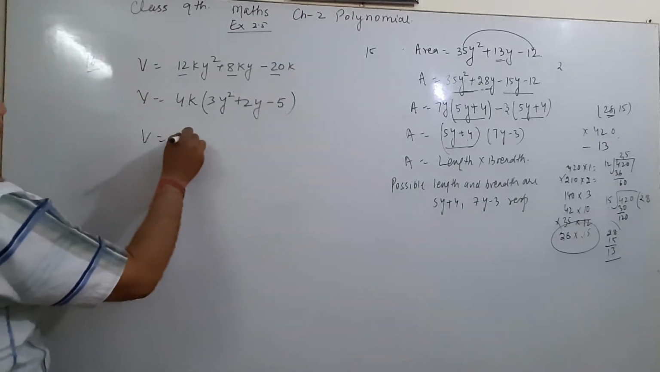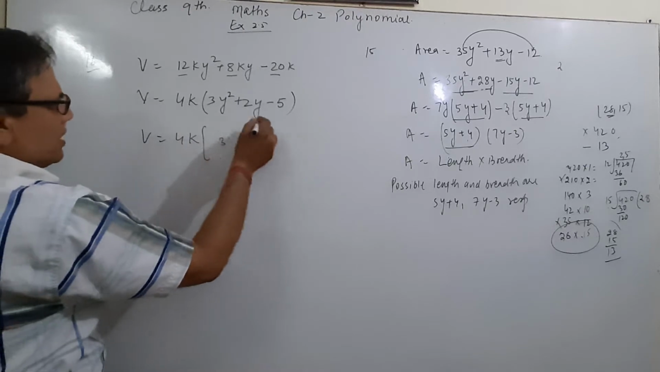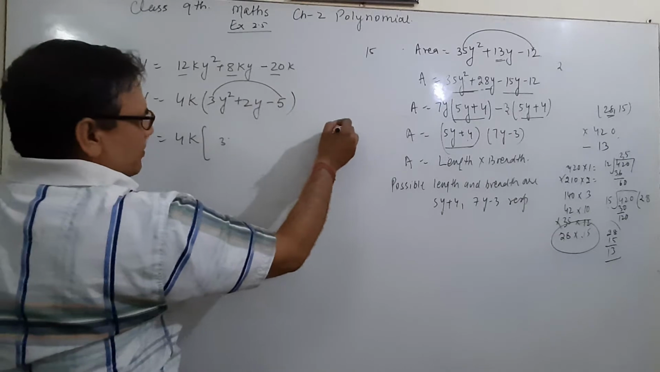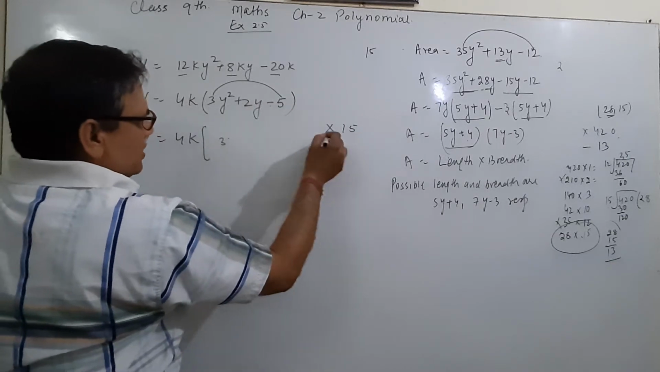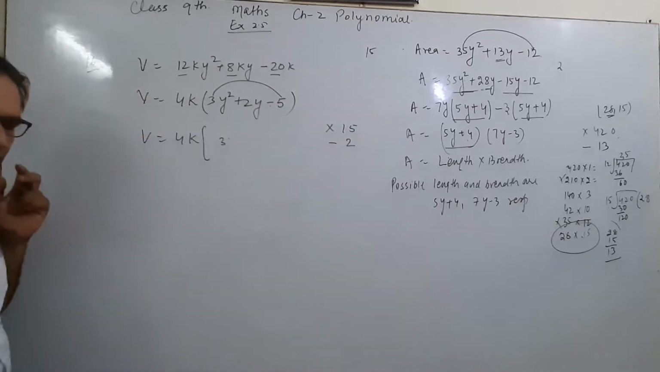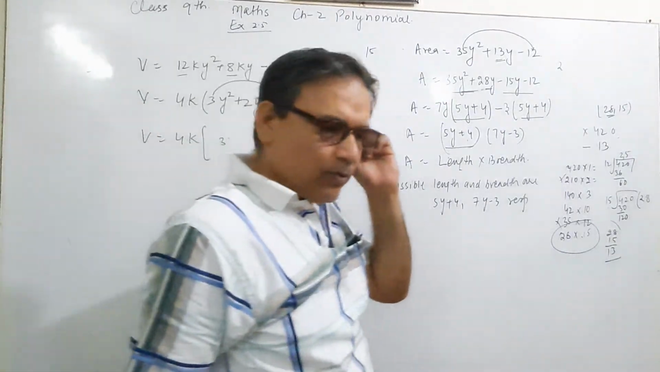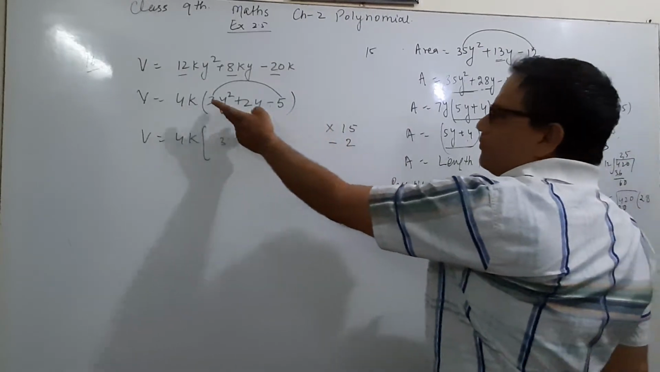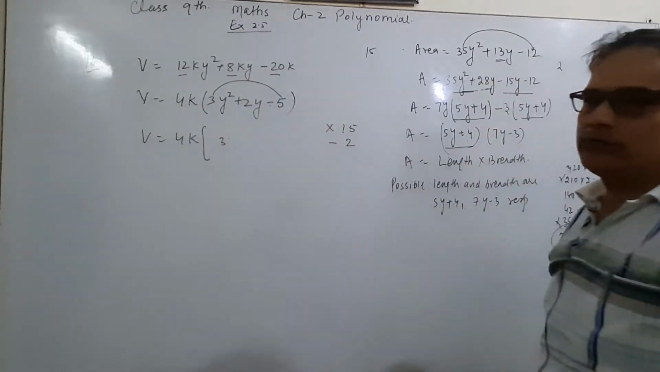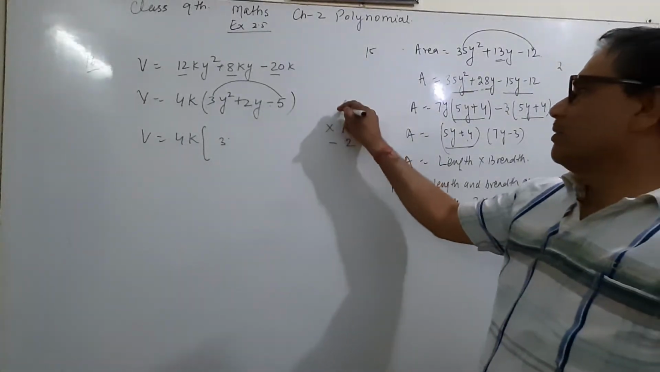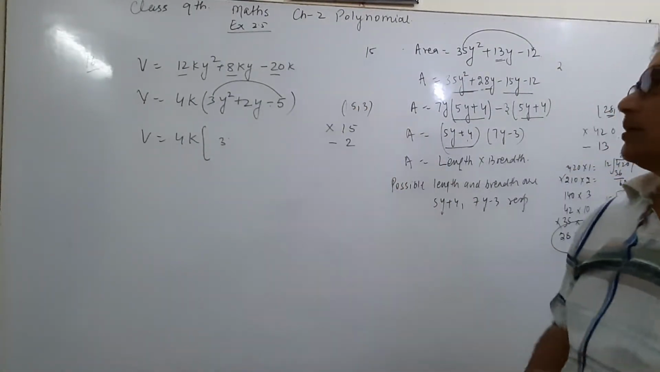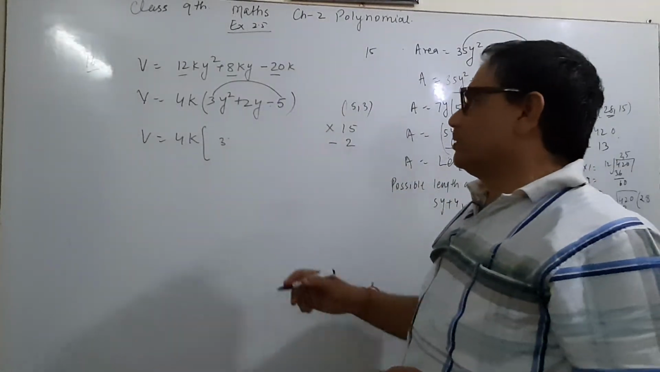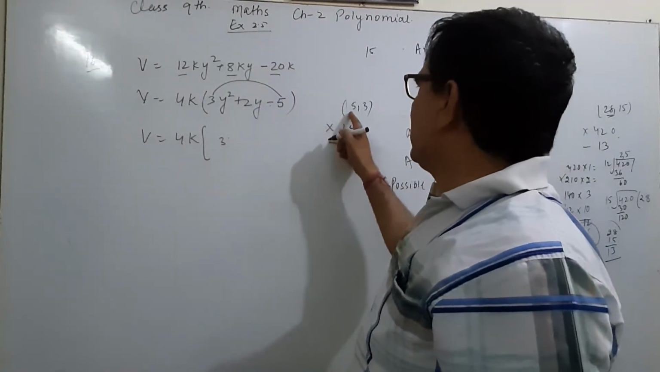And V is equal to 4k times (3y square plus 2y minus 5). Now we have to factorize it. We multiply 3 and 5, it is 15. Here is minus, here is 2. Now factorize by splitting the middle term. Find the two numbers such that their product is 15 and difference is 2. The two numbers are 5 and 3: 5 3s are 15 and 5 minus 3 is 2.